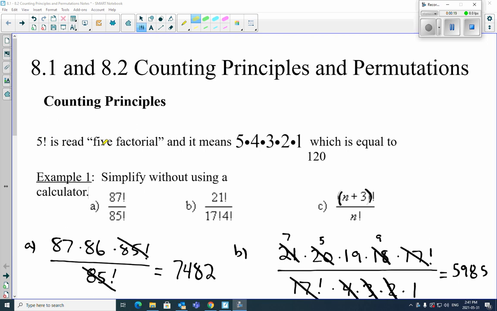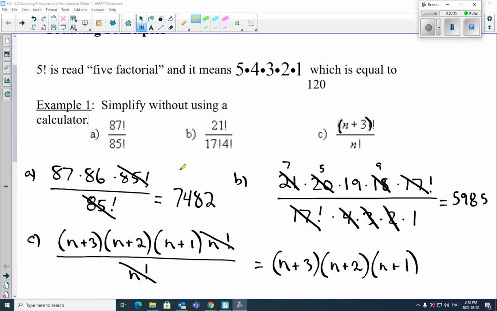And all that means is if it was 5 factorial, it's 5 times 4 times 3 times 2 times 1. It's just a shorter way of writing out longer multiplication. So for instance, 10 factorial would be 10 times 9 times 8 all the way down to 1. So sometimes we'll be dealing with factorials that you can do without using a calculator. Like look at this big one here, 87 factorial divided by 85 factorial.